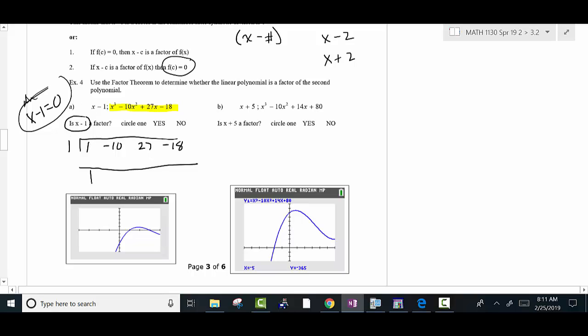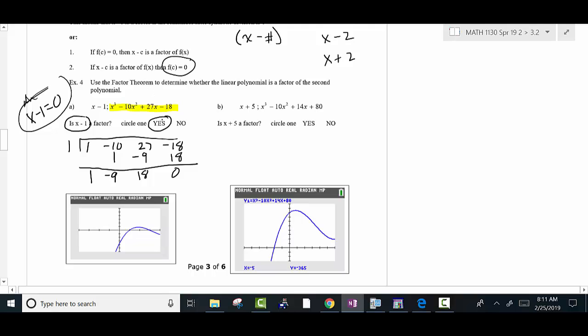So bring down the 1. 1 times 1 is 1. Add the column, negative 9. Multiply, that's negative 9. Add the column, that's 18. 1 times 18 is 18, so we got 0. Okay, so is the answer yes or no? Yes, it's a factor, okay?